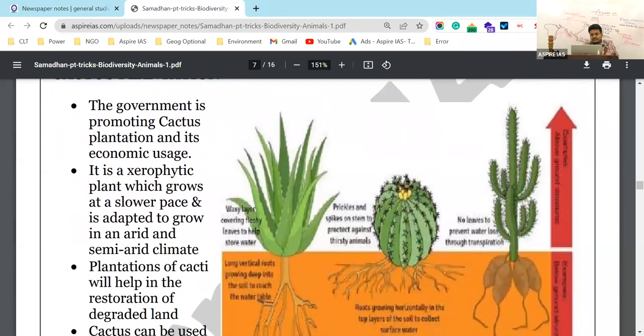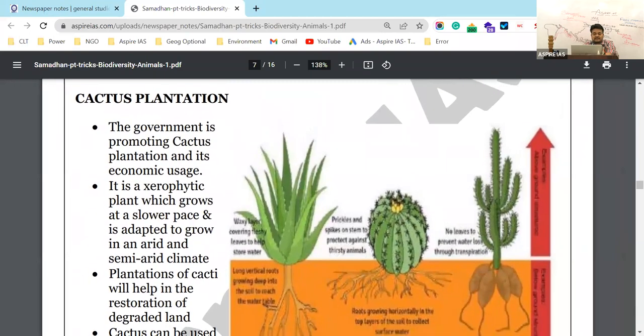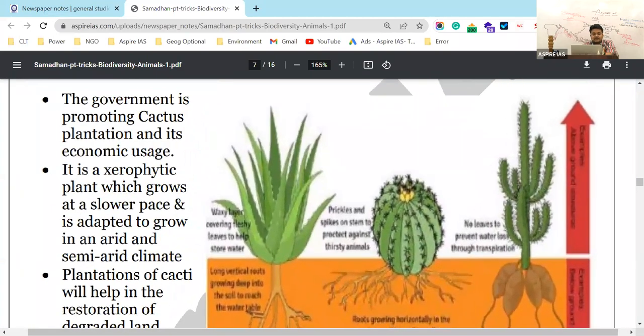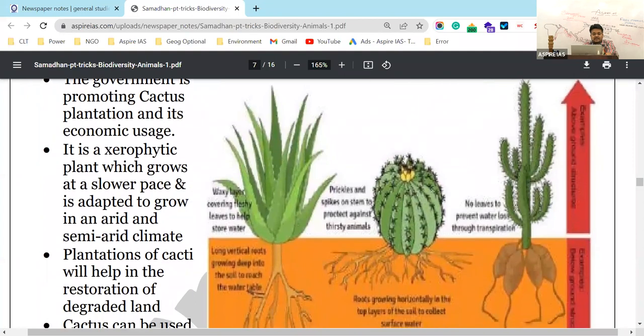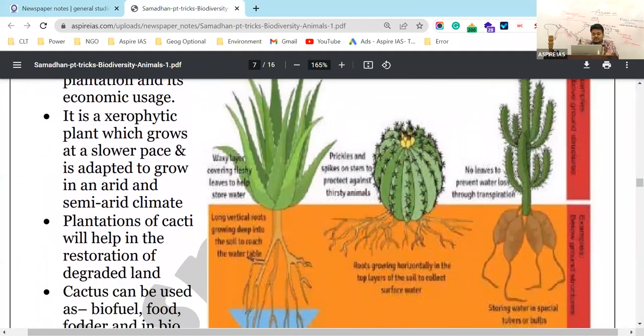Then cactus plantation. We all know cactus is a species of desert, xerophytic vegetation. The government is promoting cactus plantation and its economic uses. Very important for this year. They have a long root system.